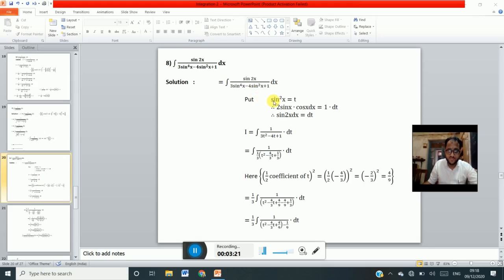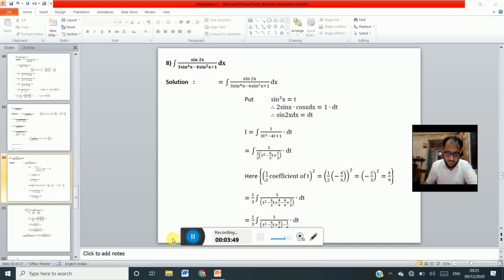So see here, we substitute sin square x equals t. So the derivative of this, why do we have to find the derivative here? Because if we substitute this function as t, the value of dx also changes. That is, 2 sin x into cos x dx equals dt. And now 2 sin x into cos x is what? Sin 2x. So sin 2x dx equals dt. Right? That is actually the numerator.